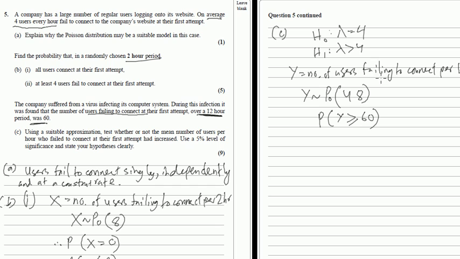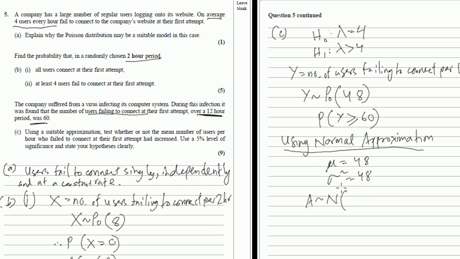Obviously we have to use a different distribution, because the Poisson distribution cannot be used, because the value of lambda in the table is up to 10. So using normal approximation, we know mu equals lambda, which is 48, and sigma squared is also equal to lambda. So the distribution is, let me use the random variable a, N(mu, sigma squared). Therefore y is greater than or equal to 60.